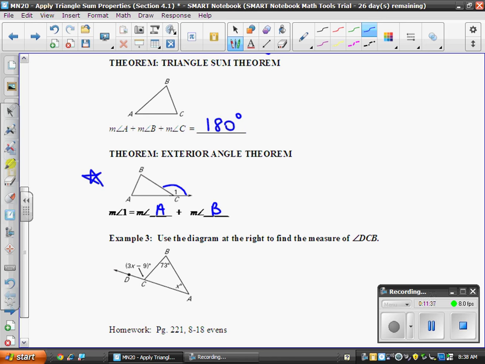Now, at first it looks a little obscure, but let me explain this. If I were to number the rest of the angles, let's say this is 2, this is 3, this is 4. We know by the theorem above that angle 3 plus angle 4 plus angle 2 is equal to 180 degrees. That's a given, right?